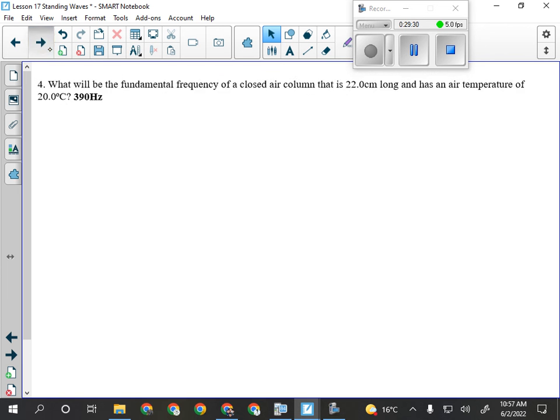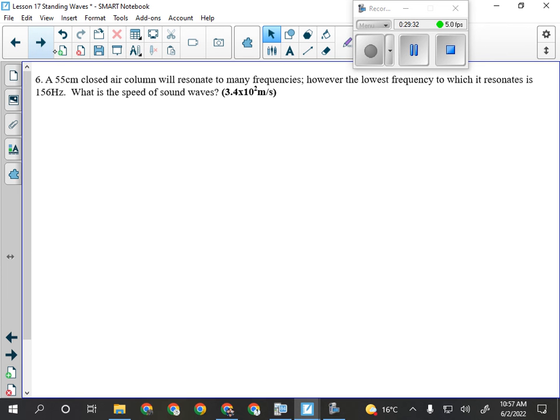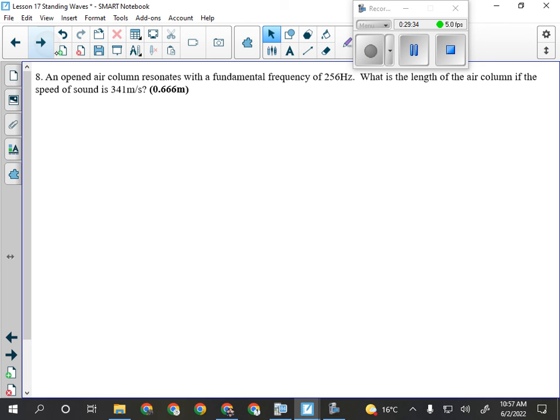All right, I'm going to put an open air column up here. There we go. Oh, that's bad luck. Okay, but try that one anyway. We'll round it. 0.67 meters. Probably should be rounded anyway.